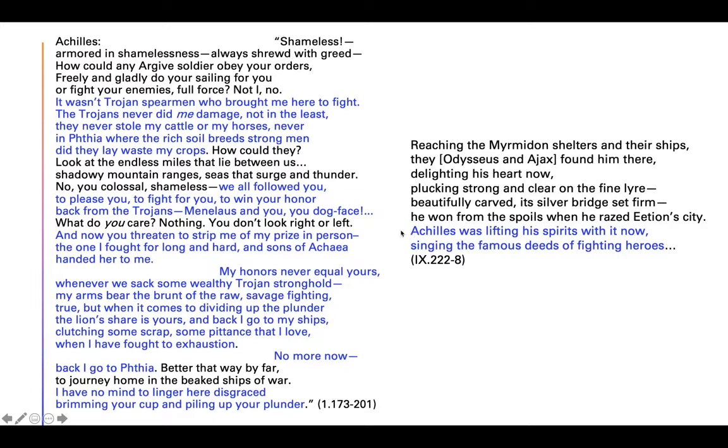What he'd rather be doing is singing songs accompanied by a guitar, singing songs about the famous deeds of fighting heroes. So it's kind of interesting that Achilles would rather be like a folk singer or something like that, like a poet singing about famous heroes. He'd rather not be the famous hero that he is. He'd rather sing about them.